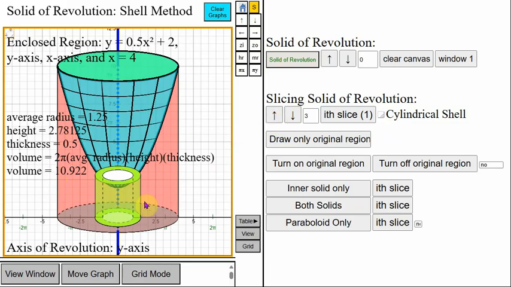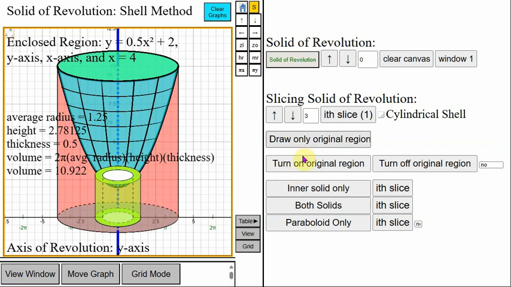And then here's shell number 3. The inner radius is 1, the outer radius is 1.5, so the average radius is 1.25. For the height of the shell, we plug 1.25 in here, and that gives us 2.78125. The thickness again is 0.5, since we're making all thicknesses the same here. And so the volume for this shell is 10.922.